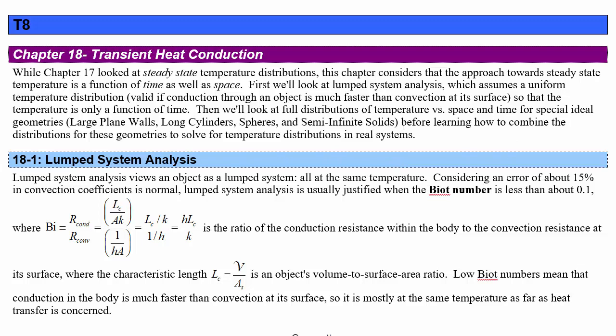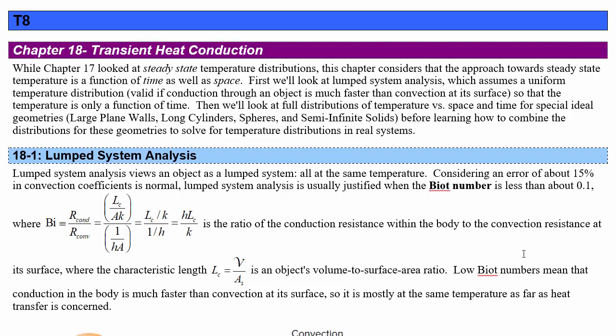Everything that we're dealing with in this chapter is going to be taking the assumption of uniform convection at the surface of an object, so same convection coefficient everywhere at the surface, and an initial temperature distribution which is uniform, so same temperature everywhere, at least initially.